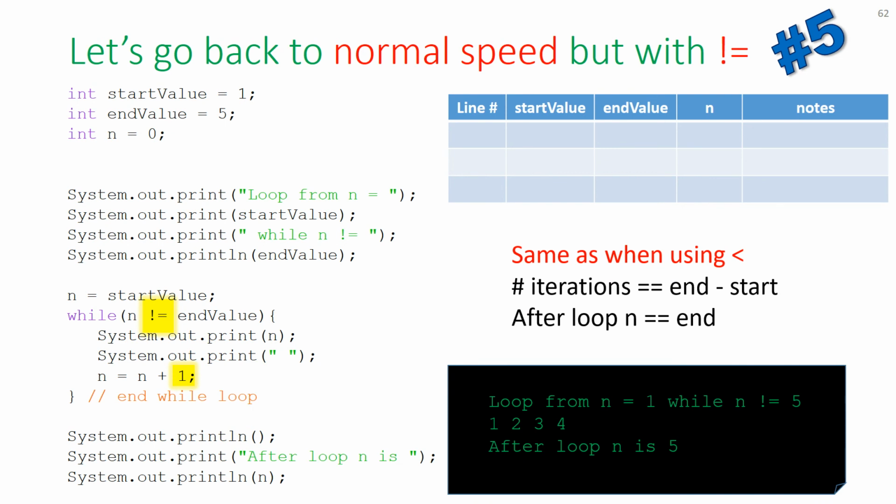I still increment by 1 every time. No problem. I'm going to do 1, 2, 3, 4. So 4 iterations, n minus start. After the loop, n is 5. So this suggests that testing lesser equal or different, well, 2 of those have to be maybe equivalent. Maybe.